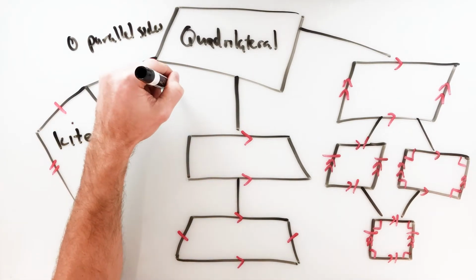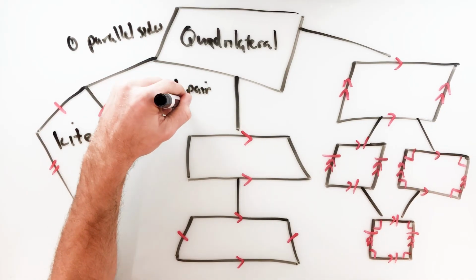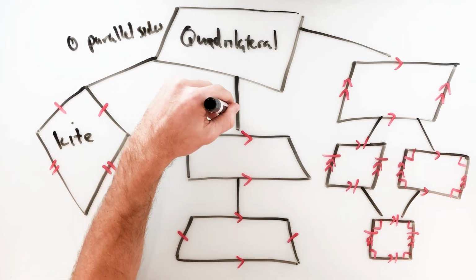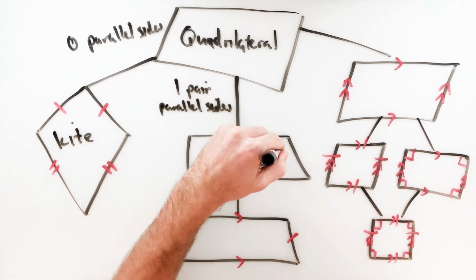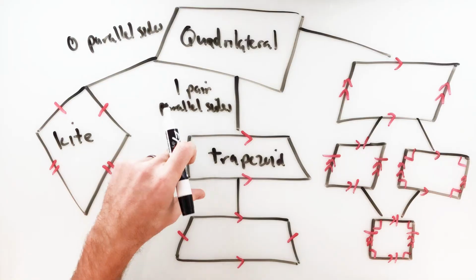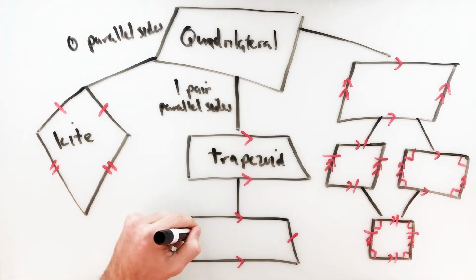1 pair of parallel sides, which is the trapezoid, where 1 pair of opposite sides are parallel, and then the specialized trapezoid where the non-parallel opposite sides are congruent, that is the isosceles trapezoid.